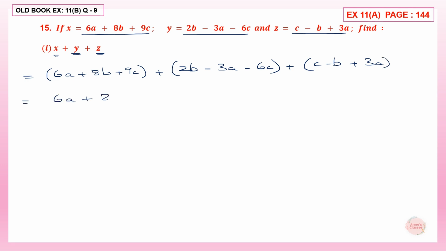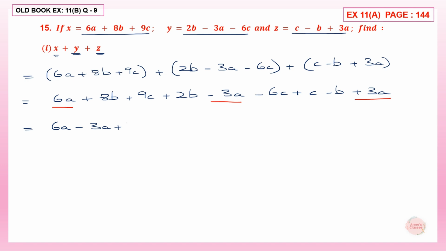6a plus 8b plus 9c. Now before the brackets you have a plus sign, so no change here. Here also before the brackets you have a plus sign, so no change. So let's write plus 2b minus 3a minus 6c plus c minus b plus 3a. Now let's take the like terms. Take all the a's: 6a minus 3a plus 3a. So let's write that. So that is 6a minus 3a plus 3a.